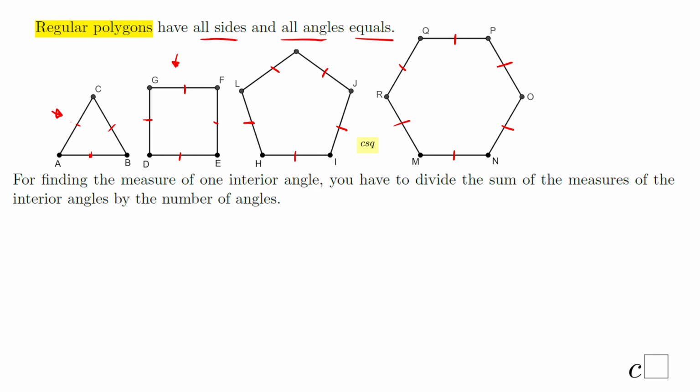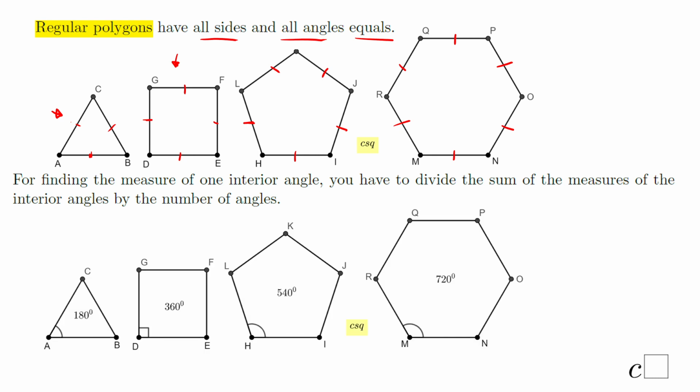For finding the measure of one interior angle, you have to divide the sum of the measure of the interior angles by the number of angles. If you notice, that's what I said here. So that will give us one angle. So for example, here you remember a triangle 180, divide by the number of angles, 3, that tells us this is 60, which we know, equilateral triangle. 360 is the quadrilateral divided by the number of angles, which is 4. That tells us this is 90, which you notice is a box here.